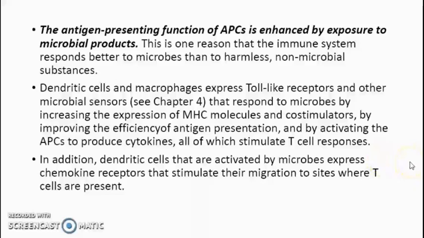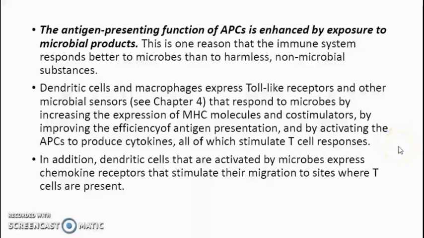The antigen-presenting function of antigen-presenting cells is enhanced by exposure to microbial products. This is one reason that the immune system responds better to microbes than to harmless non-microbial substances. Dendritic cells and macrophages express toll-like receptors and other microbial sensors that respond to microbes by increasing the expression of MHC molecules and co-stimulators, by improving the efficiency of antigen presentation, and by activating the antigen-presenting cells to produce cytokines, all of which stimulate T cell responses.